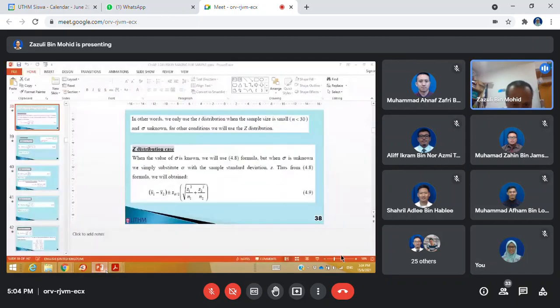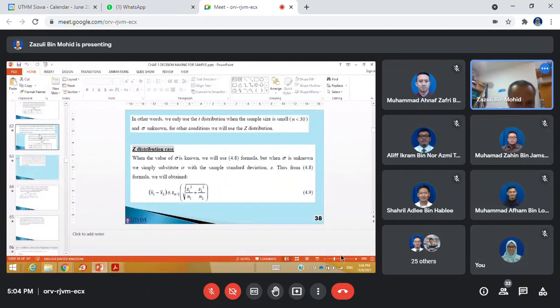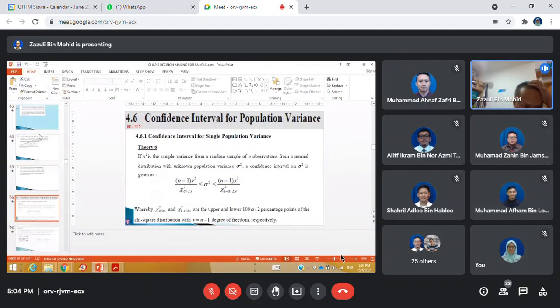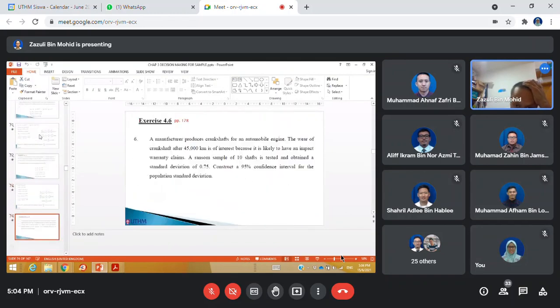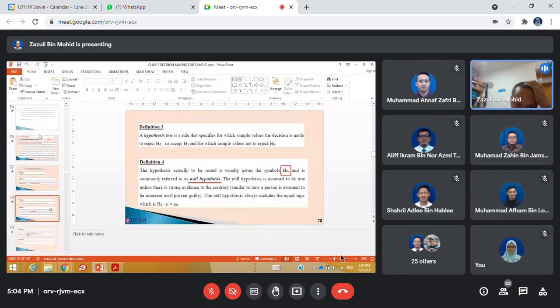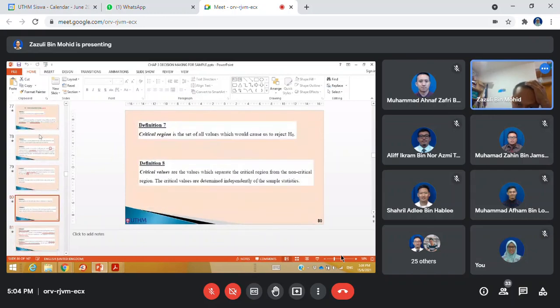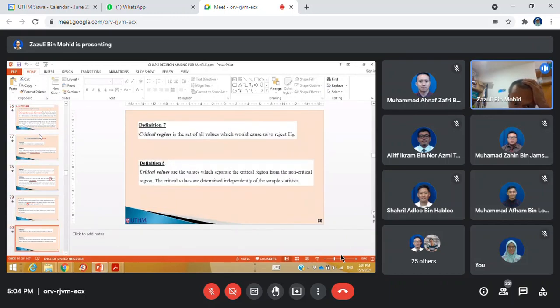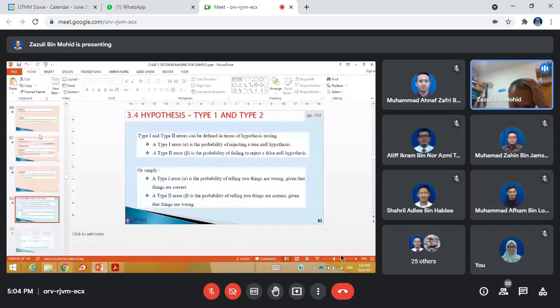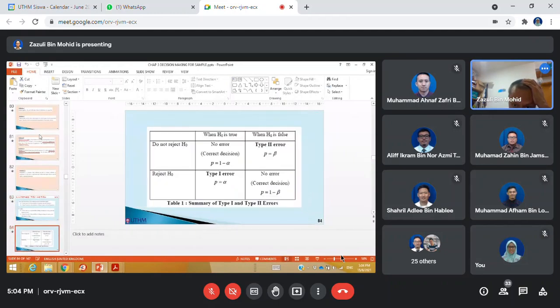Hypothesis, in this chapter we have hypothesis. Saya rasa I already made a summary of hypothesis, case 1, case 2, case 3. This is chapter 3, 5.1. We started from the hypothesis. For the hypothesis, we have two means, we have single mean. Okay.